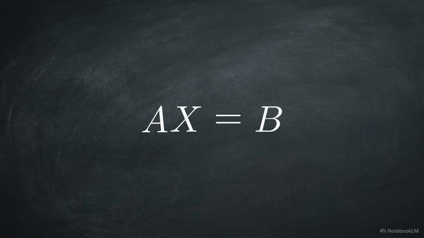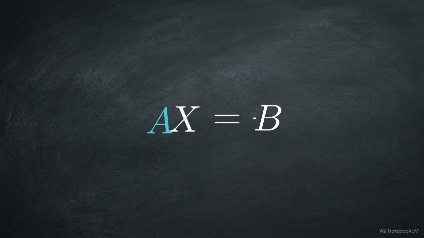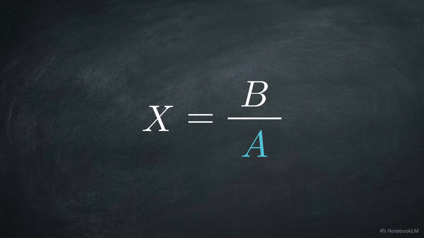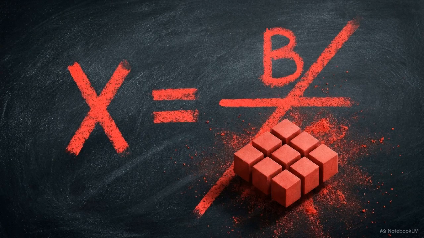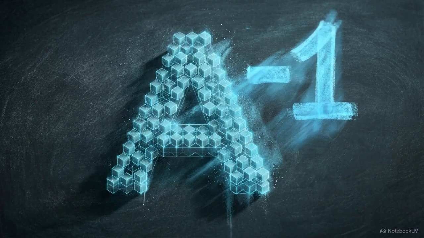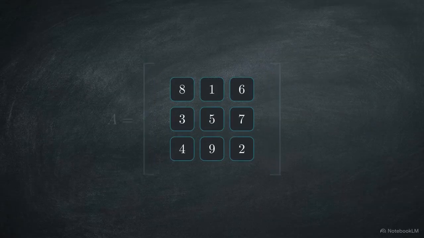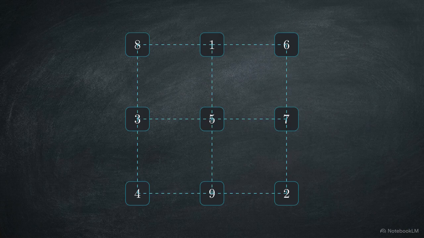Our objective is to isolate x. In standard arithmetic, if you have a times x equals b, you simply divide b by a. But applying a standard division operation to a multidimensional grid is mathematically impossible. You cannot divide by a matrix. To bypass this limitation, mathematics requires a workaround, the multiplicative inverse, denoted as A to the negative first power. Isolating the variables requires a deconstruction of matrix A's internal elements to synthesize the inverse, the only structure capable of neutralizing the original matrix coefficients.